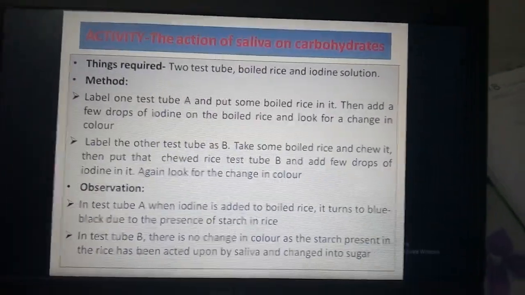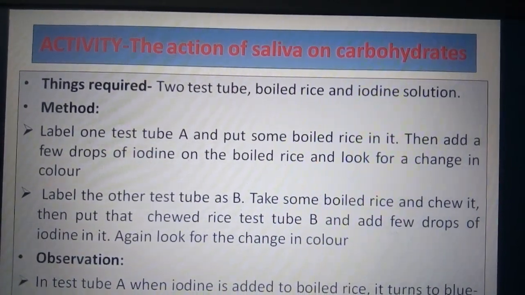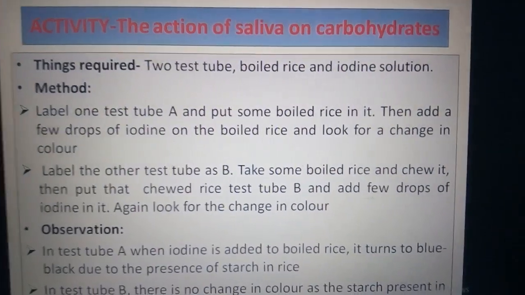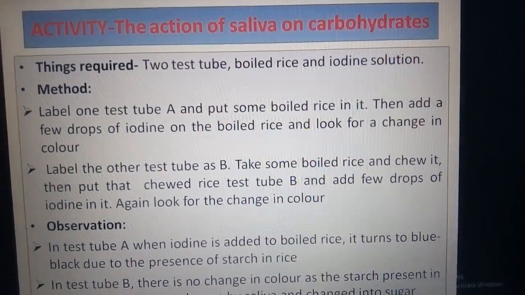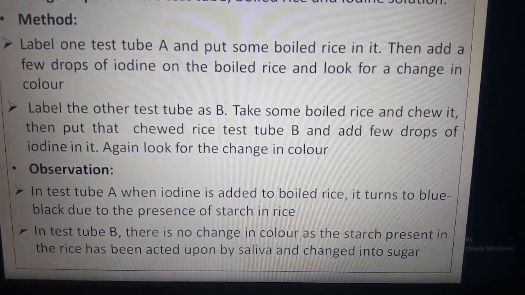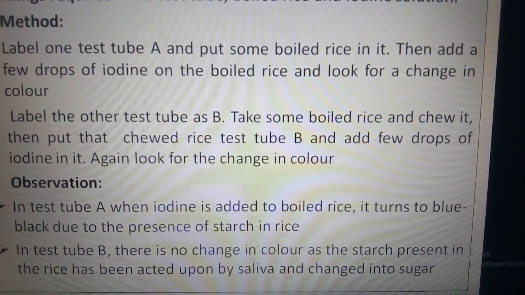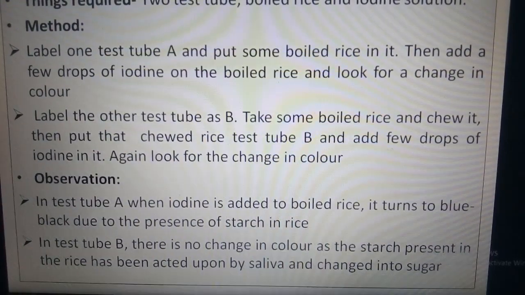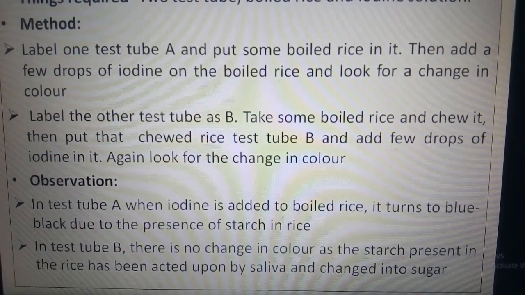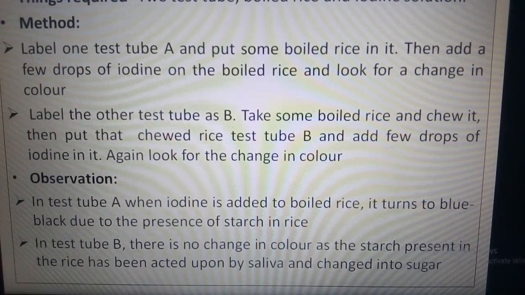But before adding the boiled rice in test tube B, you need to chew it and then put that chewed boiled rice in test tube B and then add few drops of iodine in it. Again look for the change in color. What did you observe? You will observe that in test tube A, when iodine is added to boiled rice, it turns blue-black due to the presence of starch in rice. In test tube B, there is no change in color, as the starch present in the rice has been acted upon by saliva and changed into sugar.